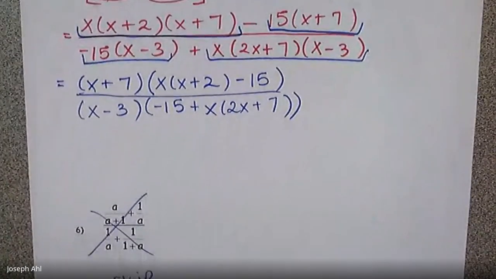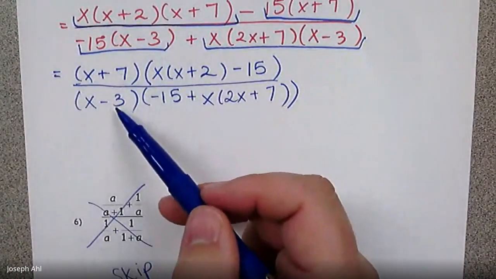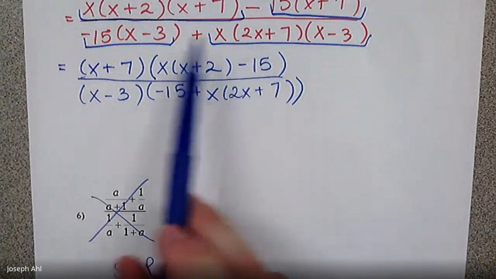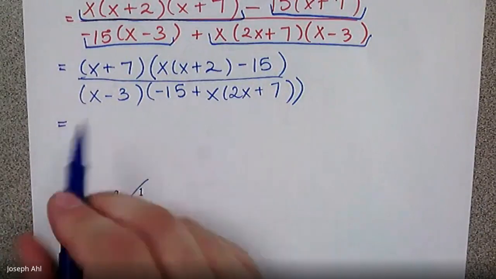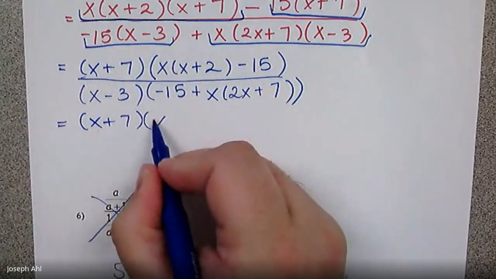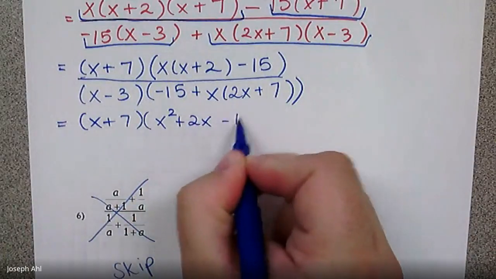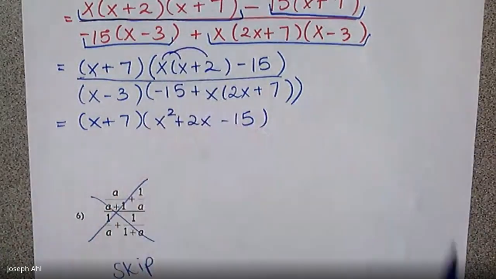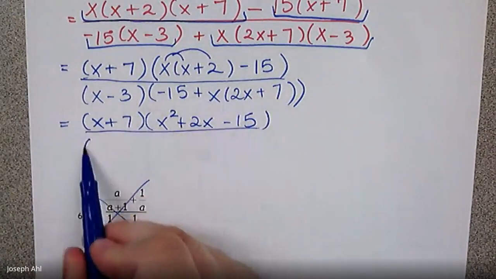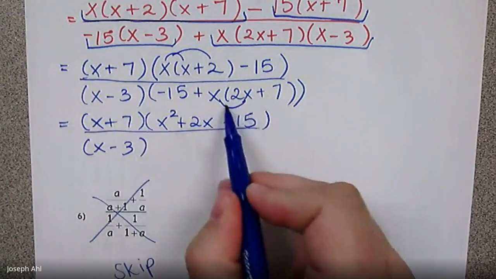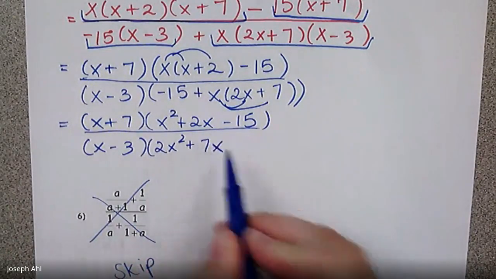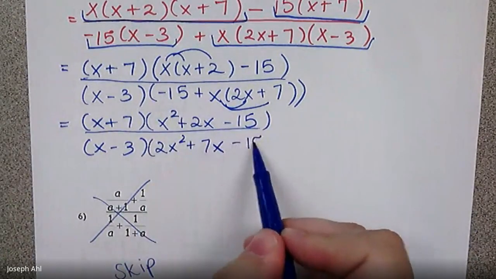Okay. So once you take out those GCFs, now what we have to do, I call this cleaning up the leftovers. Clean up what's on the inside of those parentheses and see what you have. So we get x plus 7 times, here you're going to get x squared plus 2x with the -15, right? Distribute that x. In the denominator, we have x minus 3 times, so I'll distribute that x in, 2x squared plus 7x, and then I'm going to just write the -15 at the end.